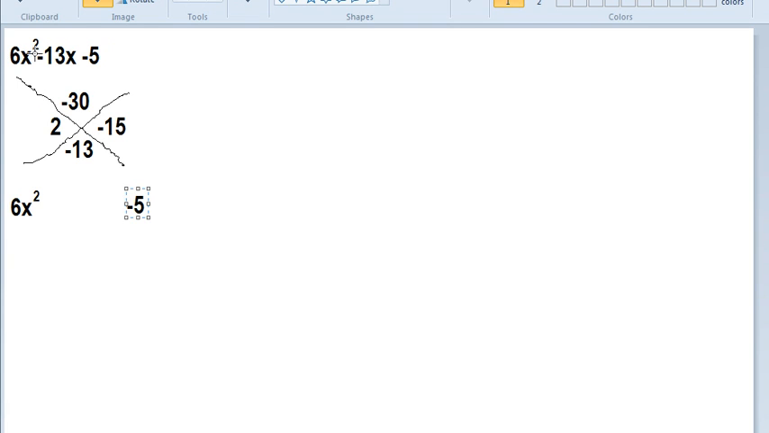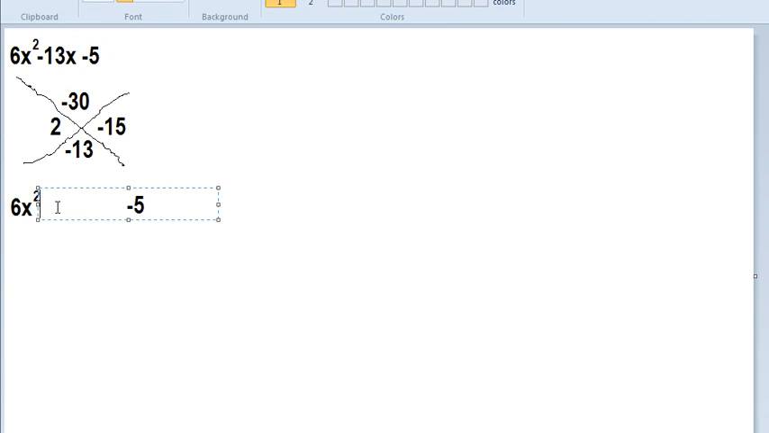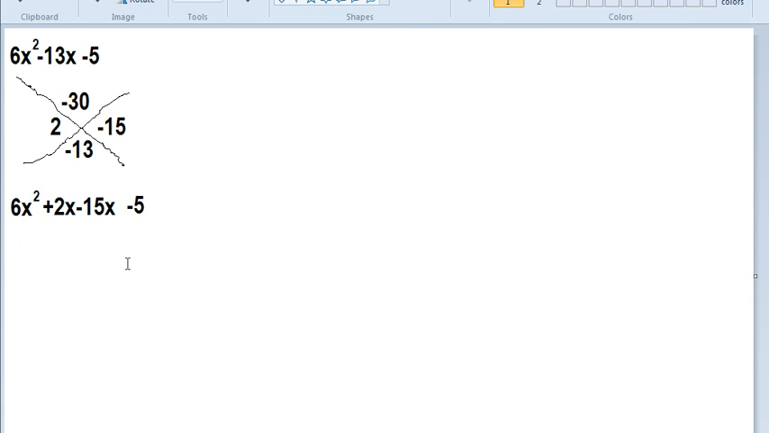Now this middle term gets replaced. Negative 13x, whatever is here, always gets replaced by your two answers. We just found out that 2 minus 15 is negative 13, so they're the same thing. It's just that I'm expanding it, you could say. So plus 2x minus 15x. And like we just said, 2x minus 15x is negative 13x. So you're not changing the problem. You're just making it look different.